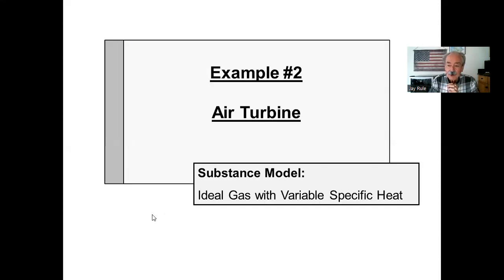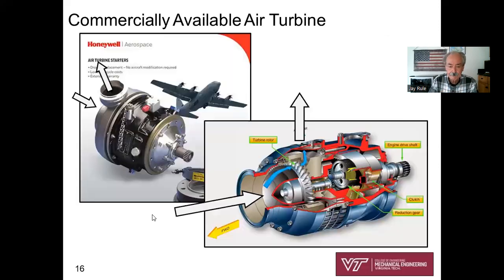Example 2, an air turbine. Looking ahead, we've got air, it's an ideal gas, and in our instructions, we're going to treat this as an ideal gas with variable specific heat. Okay, here is a picture of what a commercially available air turbine looks like.